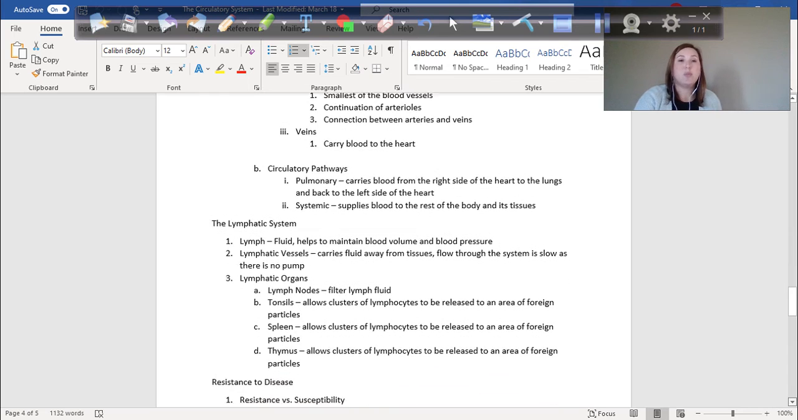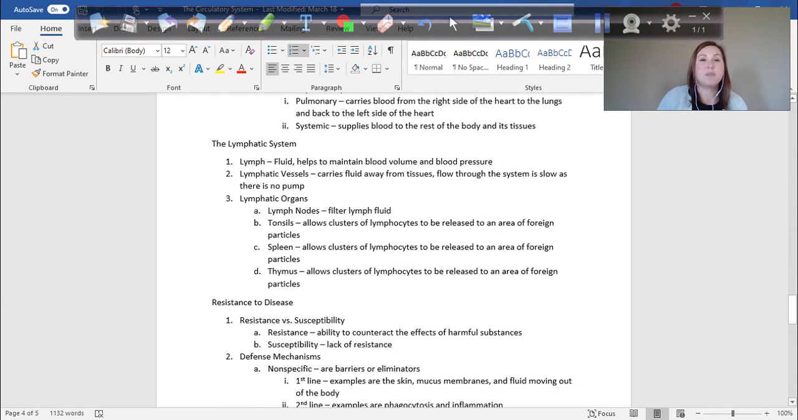So let's talk a little bit more about the lymphatic system. So we've talked about the lymphatic system before. Lymph, as we remember, is that fluid. It circulates through the body. It flows very freely through the body, and it helps with maintaining our blood volume and our blood pressure. So our lymphatic vessels, those are the vessels that just carry our lymph fluid through our body. It's a free-flowing system. There's no valves or pumps or anything like that. It just flows freely through our body.